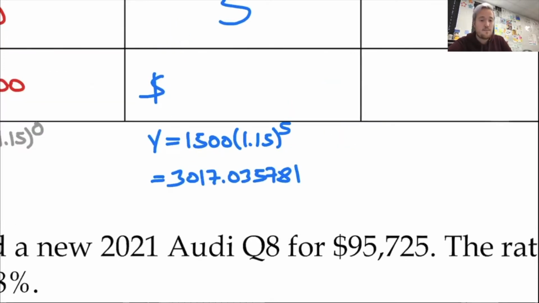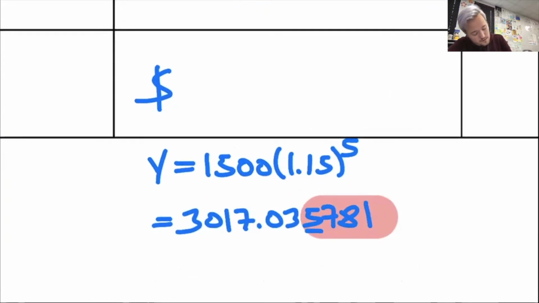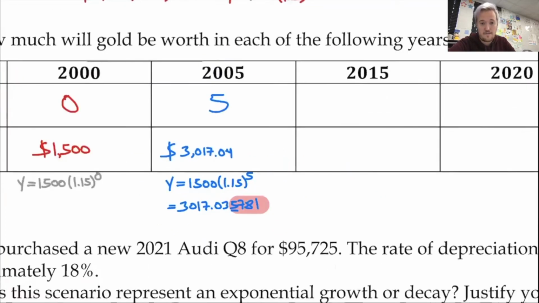This is going to be 3,017.035781. Now keep in mind, we're dealing with money here. We can only round to the nearest cent. So all of these other values mean very little, and we don't need them. So I'm going to round. Because we have a 5 here, I'm going to round this up. So really, gold is going to be worth $3,017.04. So that's going to be the cost in 2005.